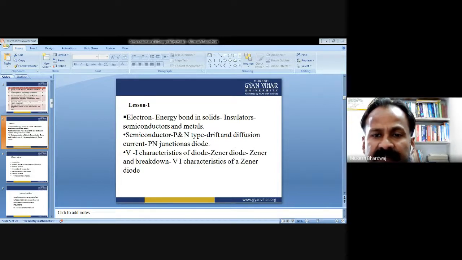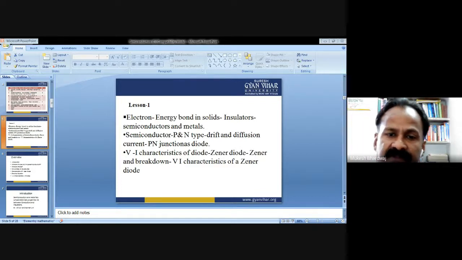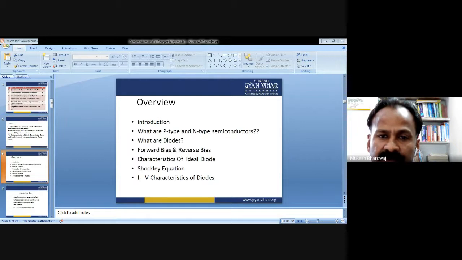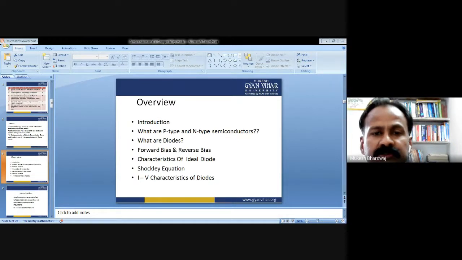Semiconductors, P-type and N-type, drift current, P-N junction, VI characteristics of diode, Zener diode, Zener breakdown, and so on. So, overview. First, we are going to start with the introduction: P-type and N-type semiconductors. What are diodes? Forward bias and reverse bias. What do you mean by reverse bias and forward biasing? What is the characteristic of an ideal diode? What do you mean by the Shockley equation?